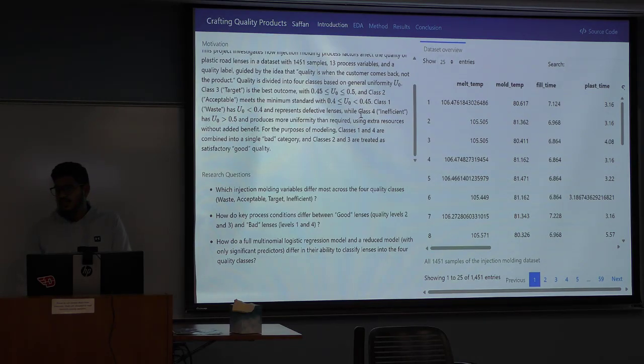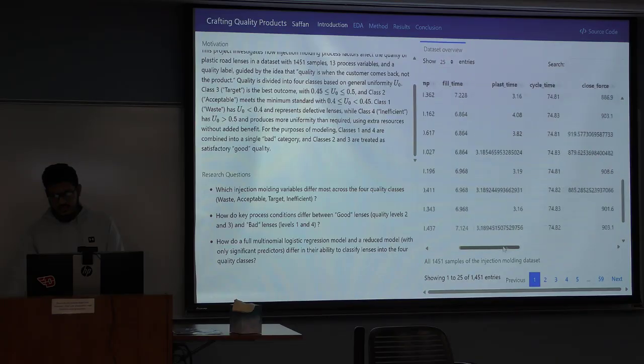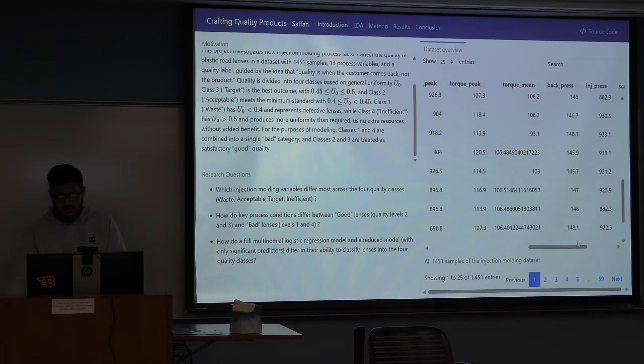Class 1 is the least, the defective one. Class 2 is acceptable. Class 3 is the true value we need, and class 4 is the inefficient one, which needs more work done. Here is the data set on the right side. We see the data set overview, the variables and data values. There are 3 major questions which we will be working on.